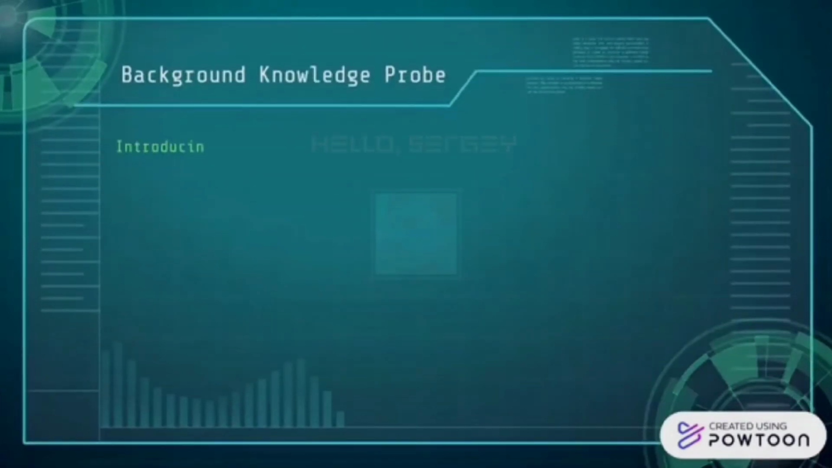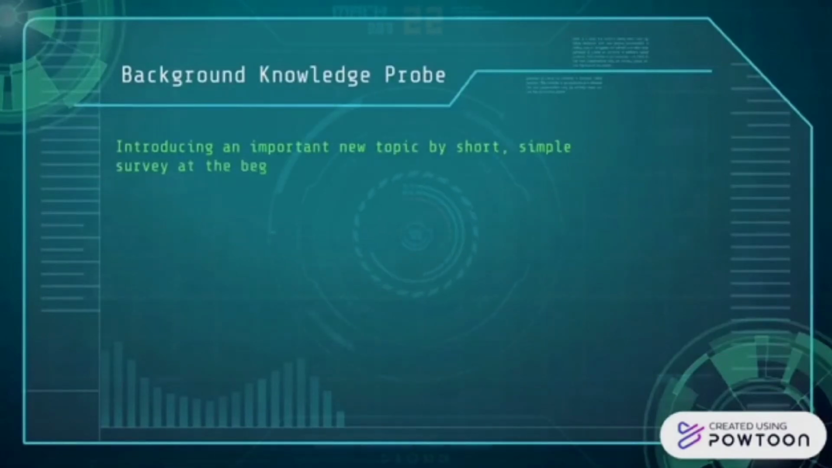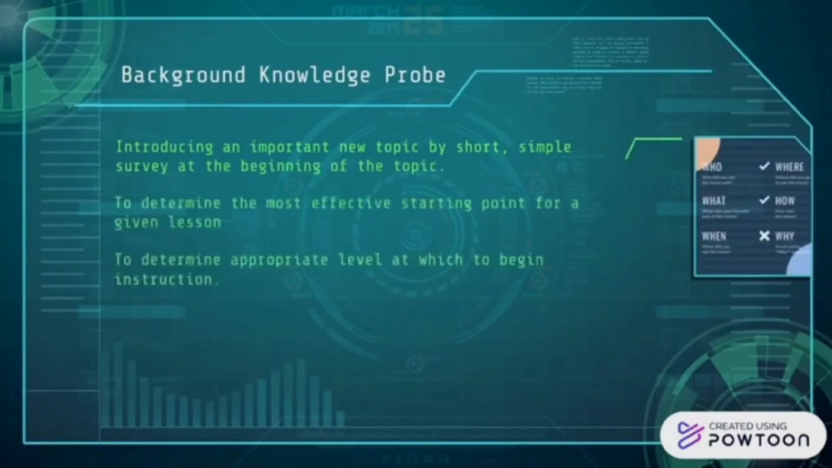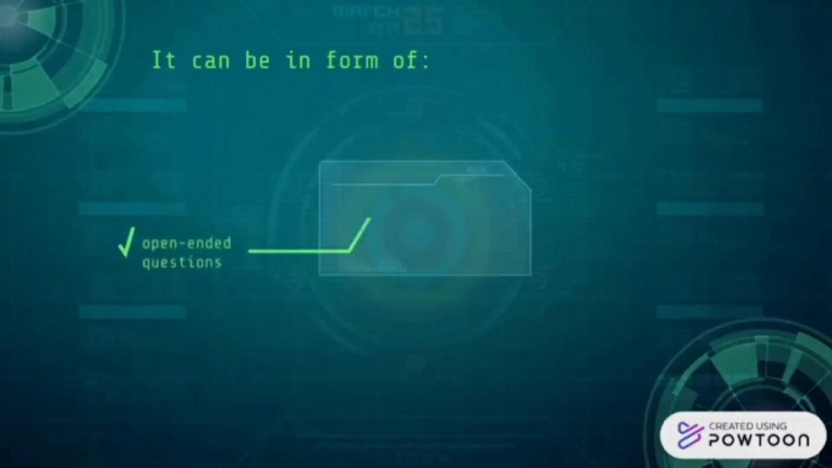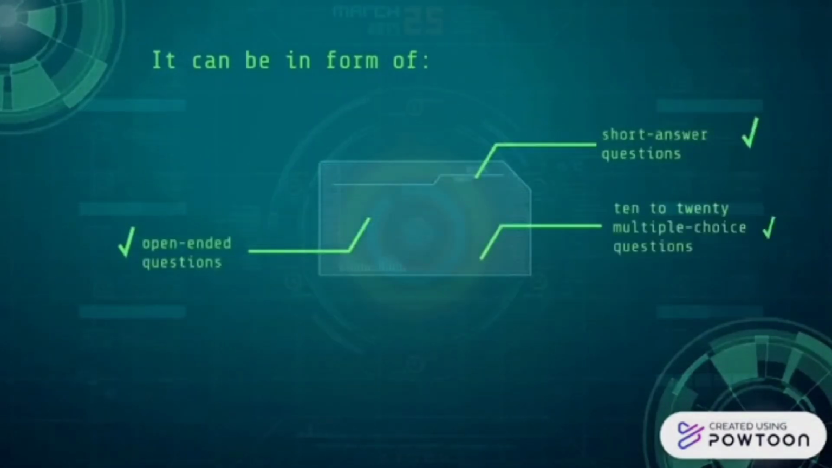For background knowledge probe, it is introducing an important new topic by a short, simple survey at the beginning of the topic to determine the most effective starting point for a given lesson. It's also to determine the appropriate level at which to begin instruction. It can be in the form of open-ended questions, short answer questions, and 10 to 20 multiple choice questions.